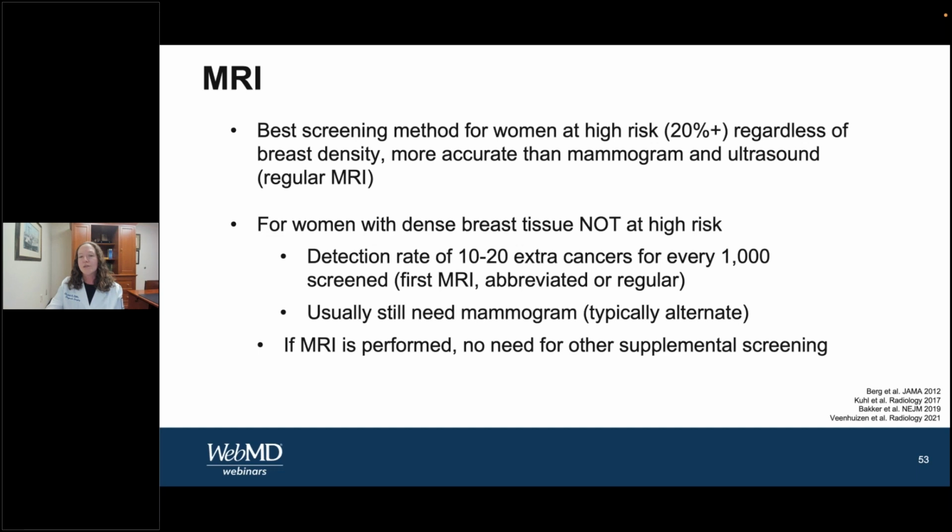And you usually will still need to undergo a mammogram. And typically, like I said, most women will alternate every 6 months. And if an MRI is performed, there's no need for other supplemental screening like with ultrasound.